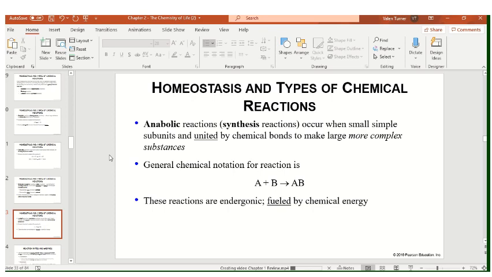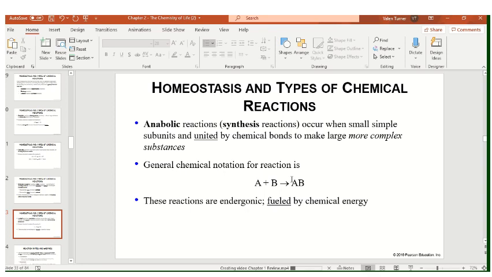And then there's your anabolic or synthesis reactions. To synthesize something means to build or make something. So that kind of gives you a hint. This is when you build a large compound or molecule from smaller reactants. You're building something up. Think of taking individual bricks to build an overall brick house. That is an anabolic reaction.